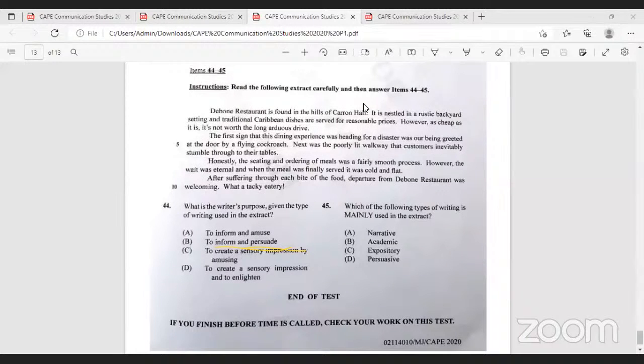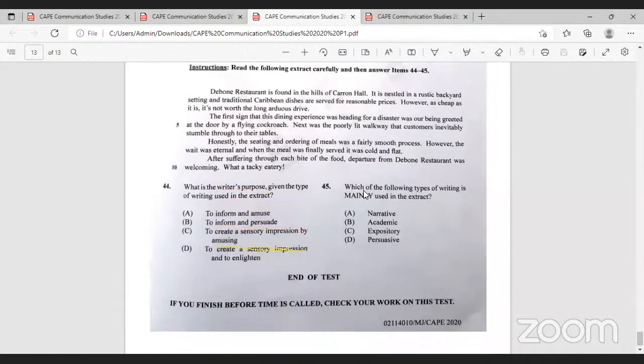The first sign that this dining experience was heading for a disaster was our being greeted at the door by a flying cockroach. Next was the poorly lit walkway that customers inevitably stumbled through to their tables. Honestly, the seating and ordering of meals was a fairly smooth process. However, the wait was eternal, and when the meal was finally served, it was cold and flat. After suffering through each bite of food, departure from D-Bone restaurant was welcoming. What a tacky eatery.